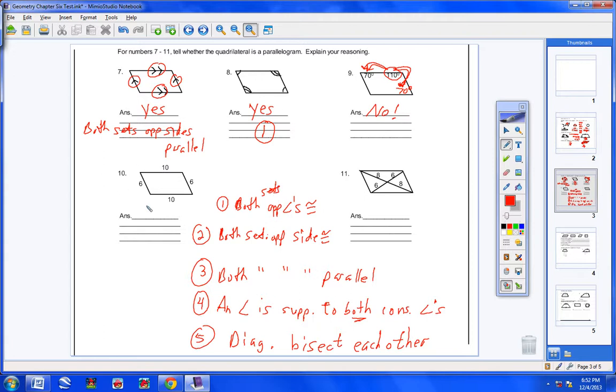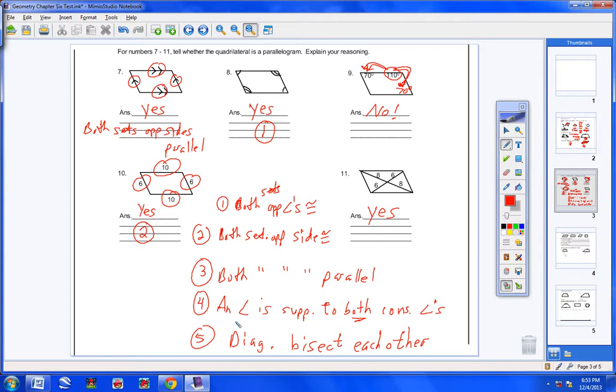Okay, number 10. Well, sure, that's a parallelogram, definitely, and it would be reason number 2. Look at reason number 2. When a quadrilateral has both sets of opposite sides congruent, then we know for sure it's a parallelogram. Look, we've got a 6 and a 6. Those two sides are congruent. We got a 10 and a 10. Those two sides are congruent.